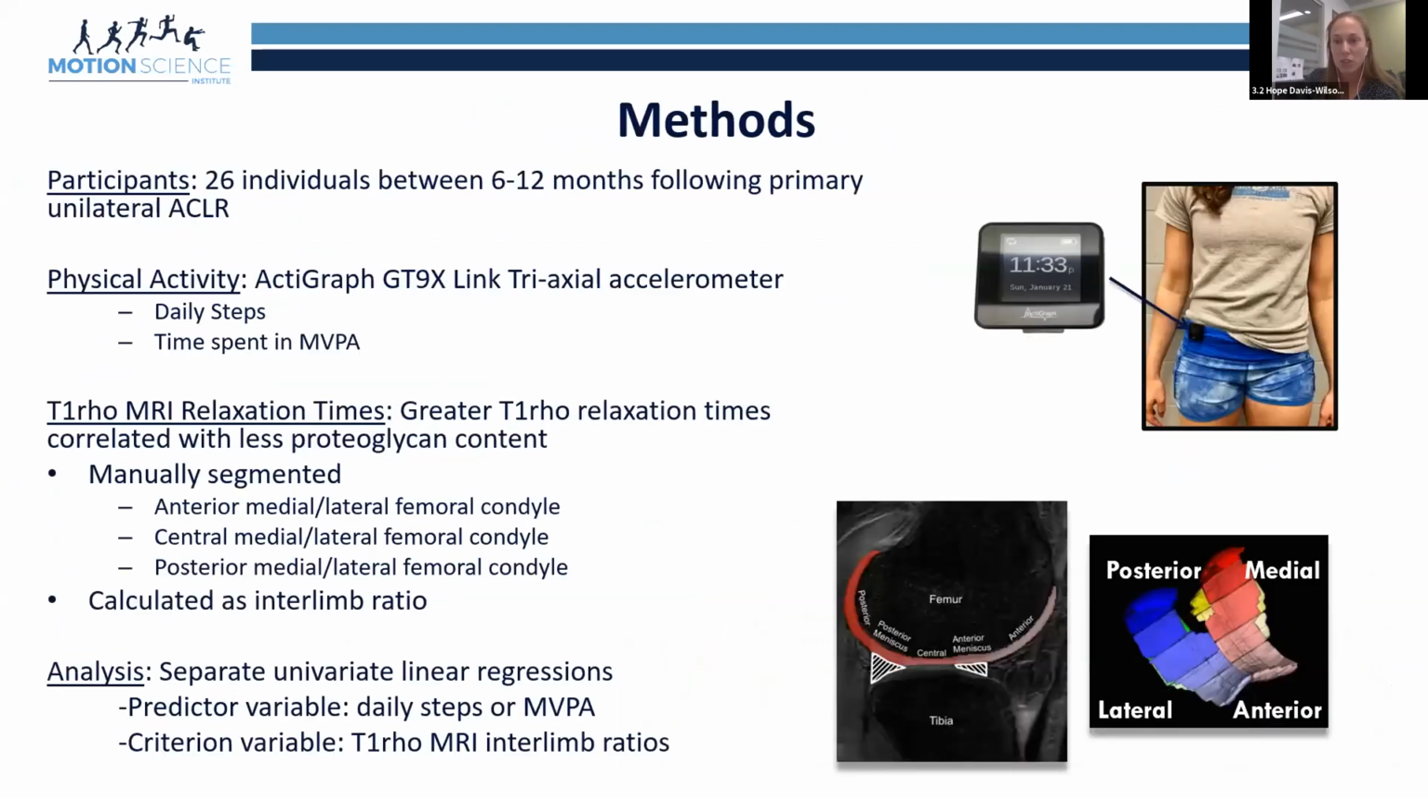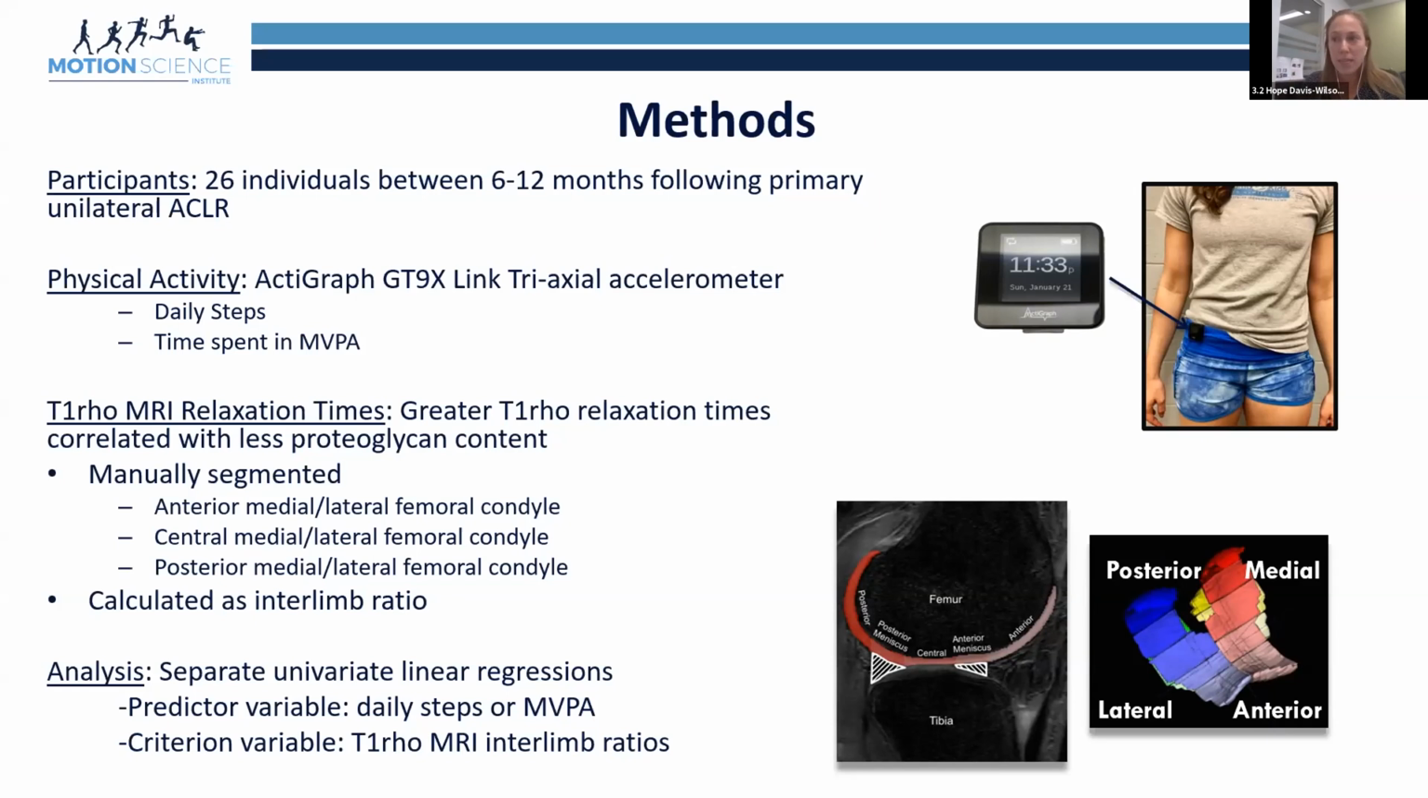So 26 individuals between 6 and 12 months following a primary unilateral ACL reconstruction wore hip-mounted physical activity monitors for 1 week to capture average daily steps and time spent in moderate to vigorous physical activity. And we measured cartilage composition using T1ρ MRI relaxation times.